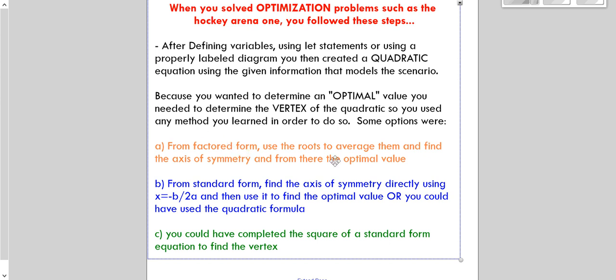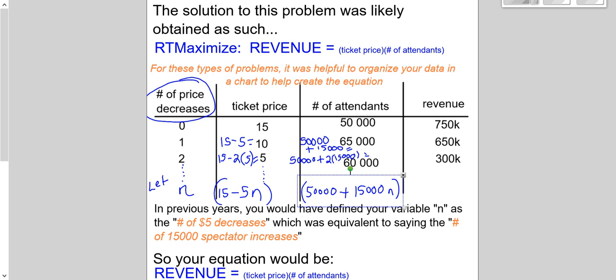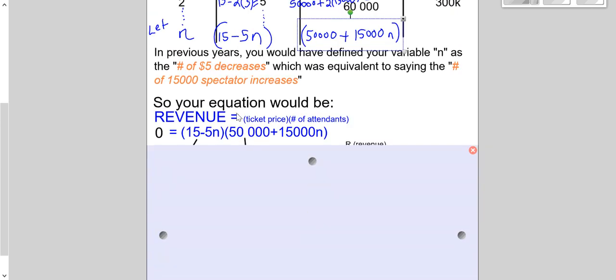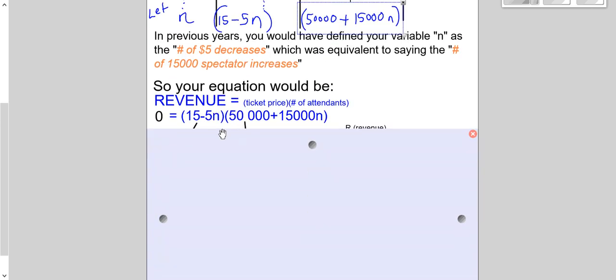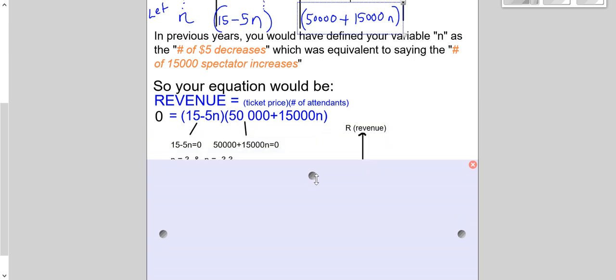So the easiest way to do this would be to average the roots and get your axis of symmetry, and there's your optimal value. So in grade 10 or 11, we would have found out what the roots were first. So let's set these two factors equal to 0, okay? And then each n gave me my two roots, so 3 and negative 3.3.